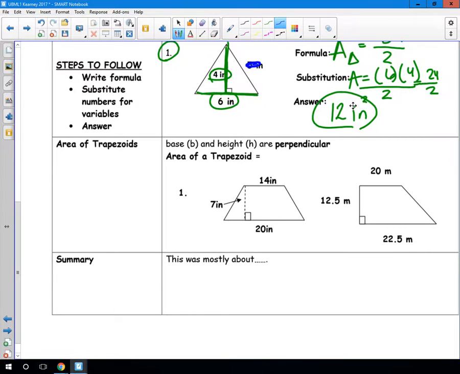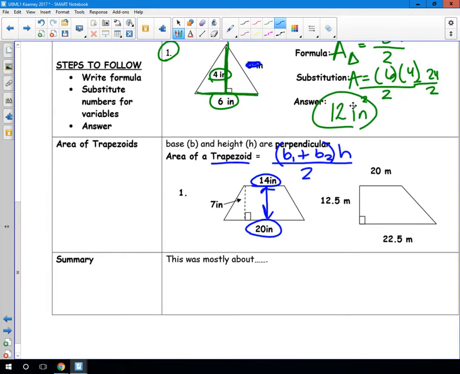Okay, so the formula for area of a trapezoid. We said it's basically the same as a triangle, except we've got two different bases here. We've got this long base and this short base. So my formula: I'm going to add the two bases, base 1 plus base 2. I'm still going to multiply times the height. And I need to divide by 2 because I'm wanting to find the average between those two bases. So base 1 plus base 2 times the height divided by 2.